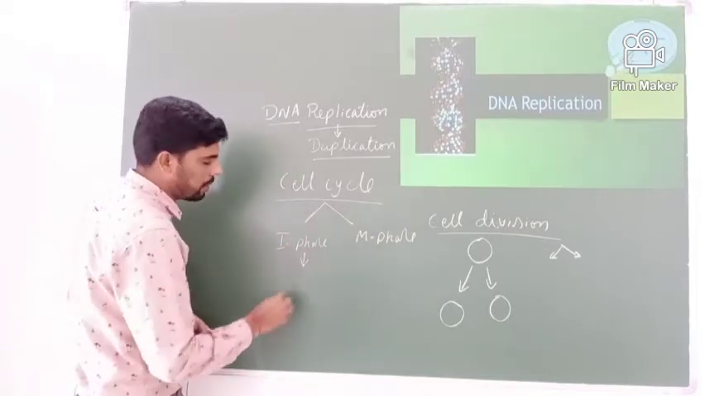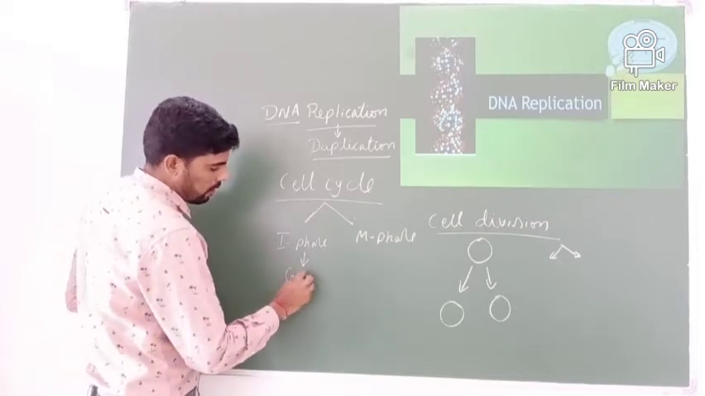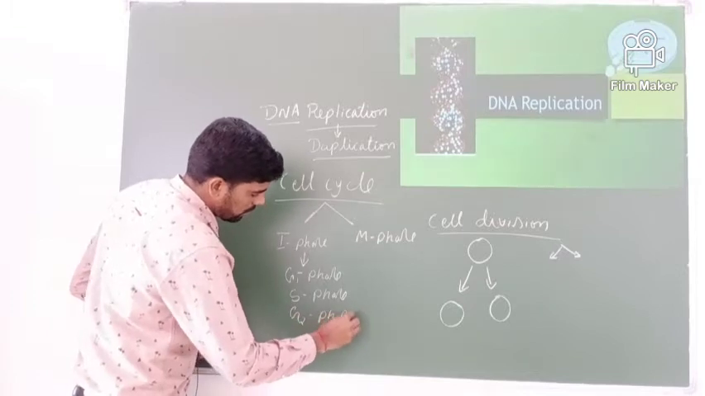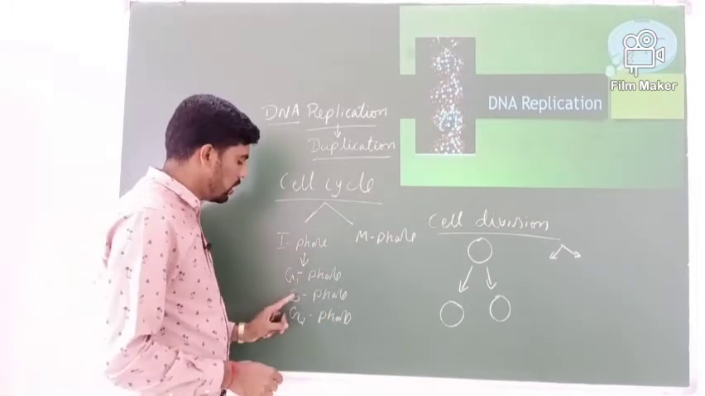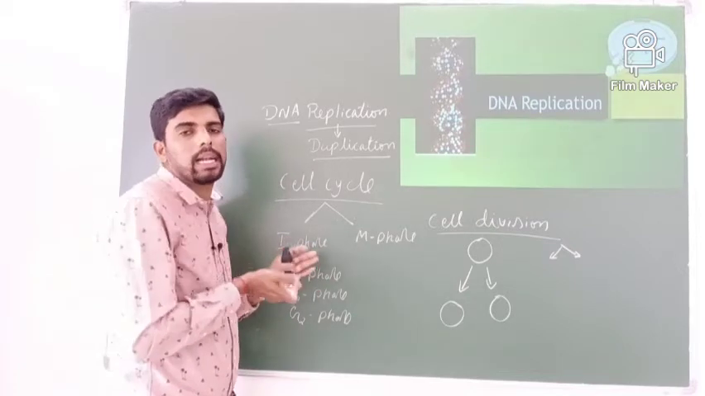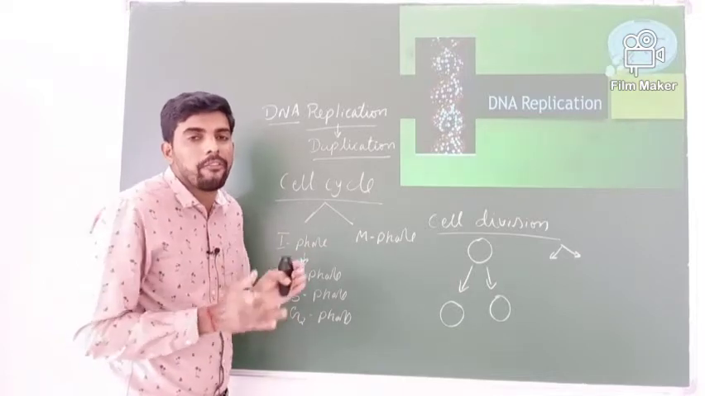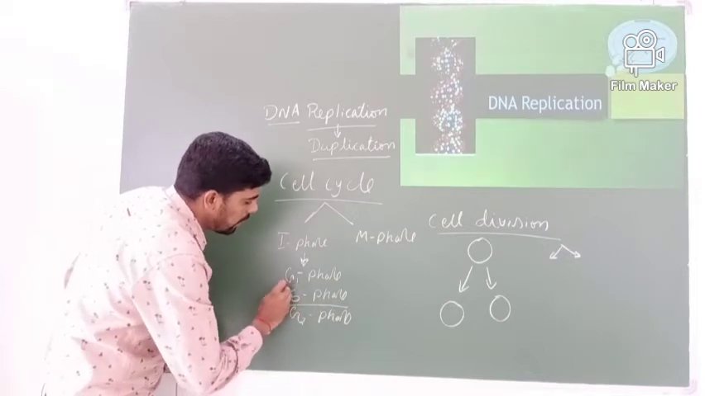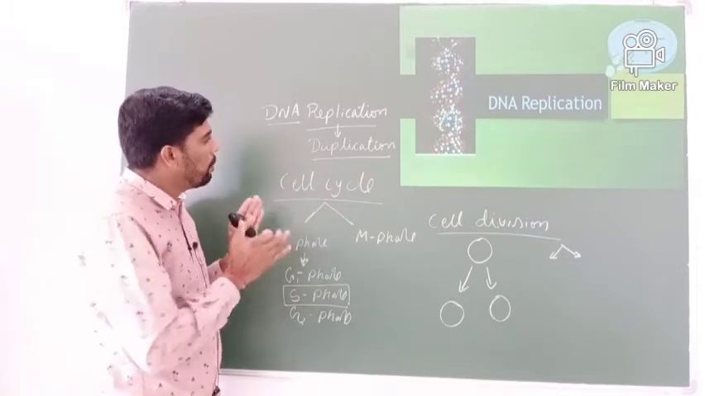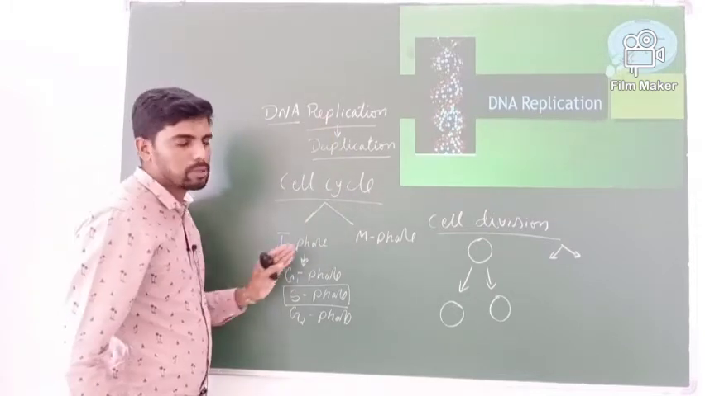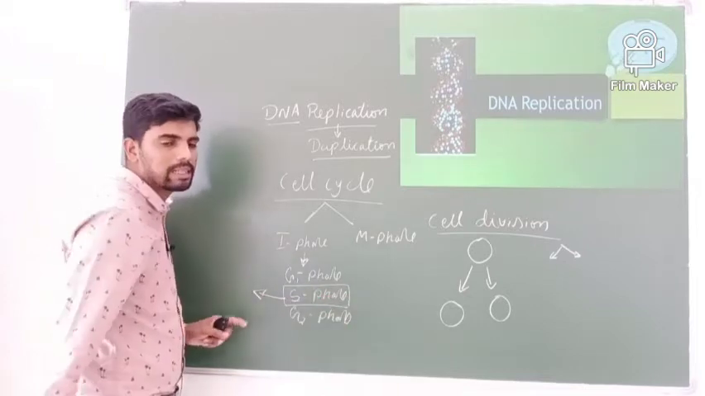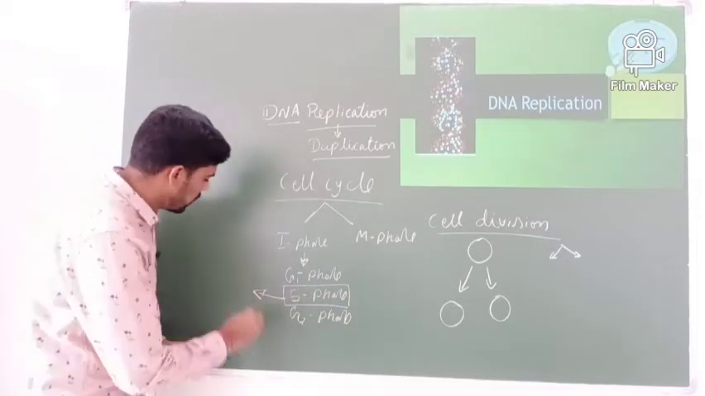In the I phase, there are three further sub-events: G1 phase, S phase and G2 phase. G1 is the gap one phase, S means the synthesis phase, and G2 is the gap two phase. Interphase is the phase prior to cell division. In the interphase, the cell prepares for cell division, and in the S phase, the cell synthesizes its genetic material through replication. That means it produces double the amount of DNA through replication for cell division. Hence, DNA replication occurs during the S phase, or synthesis phase, of the cell cycle.